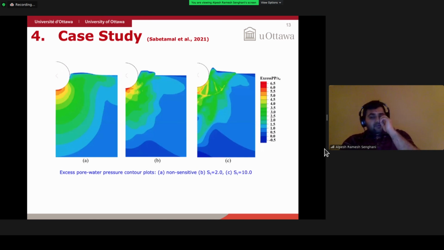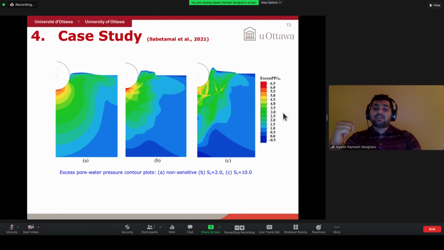The third we are looking at here is excess pore water pressure contour plots. Again, it's between a non-sensitive, a less sensitive, and a very sensitive soil. Here you can see the non-sensitive shows a gradual change in the pore water pressure, and the pore water pressure change is positive.